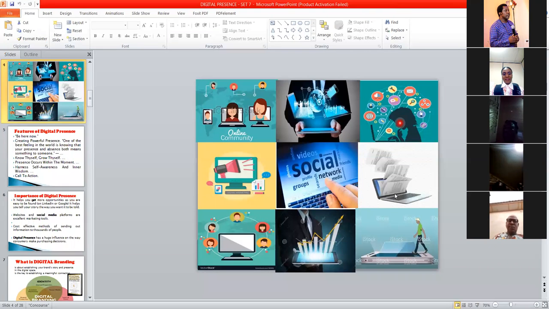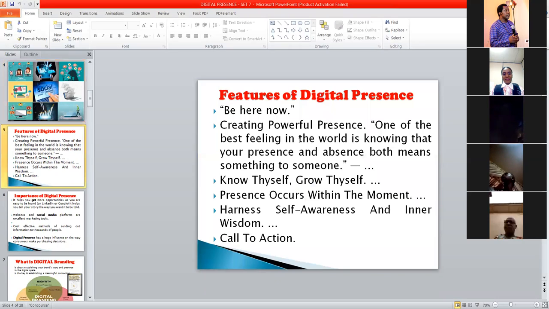Now, digital presence, can you see this laptop? Digital presence is saying that all your documentation is a form of digitalization anyway. All your documentation is represented in that regard. Now, when we talk about digital presence, what else are we looking at? Let's quickly look at the features of digital presence. It means be here now.